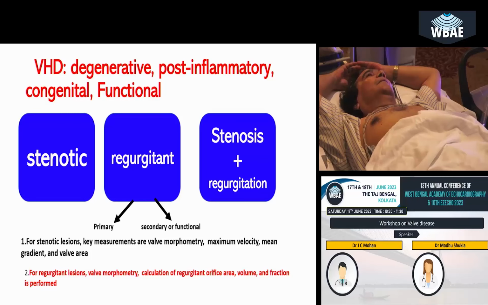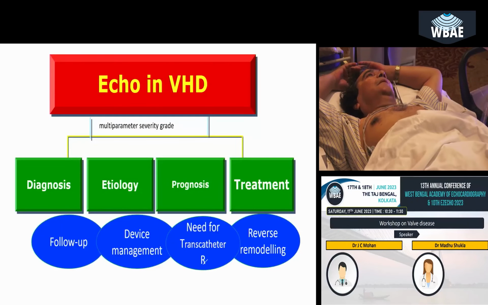Essentially, valvular heart disease presents in three ways. The valve can be stenotic, regurgitant, or a combination of stenotic and regurgitant. For stenotic lesions, the key measurements are valve morphometry, maximum velocity, mean gradient, and valve area. For regurgitant lesions, you again look at valve morphometry, and calculate regurgitant orifice area, regurgitant volume, and regurgitant fraction. However, there are many more qualitative and semi-quantitative signs for regurgitation, and we will be discussing that.